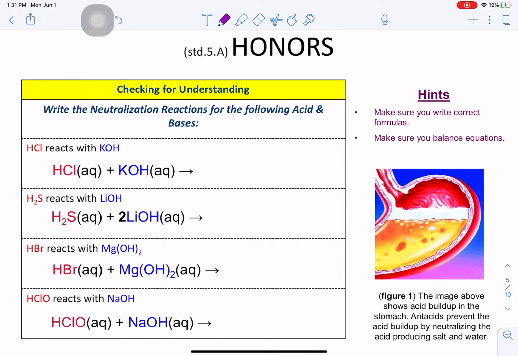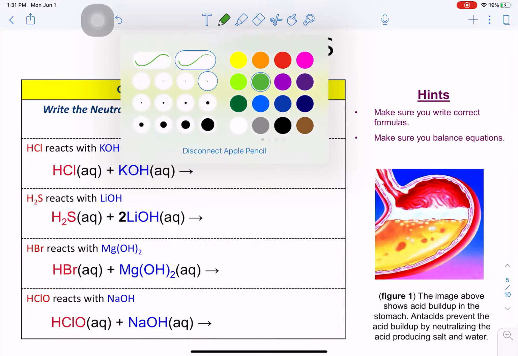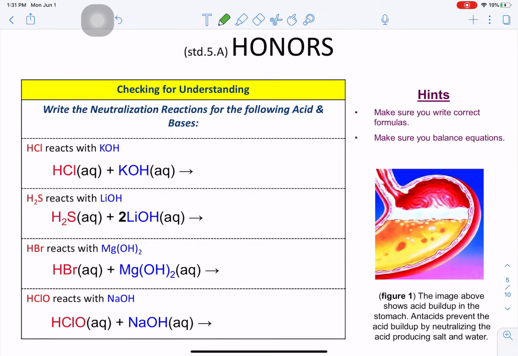Okay, so neutralization reactions, I'm just going to do a few of these. And then you have the answers to these on your PDF that I posted. Okay, so let's go over the first one. I'm going to do this product in green. It says HCl reacts with KOH. That's hydrochloric acid and potassium hydroxide.